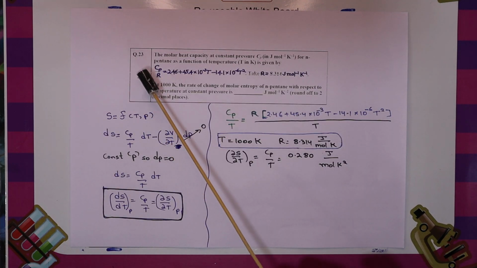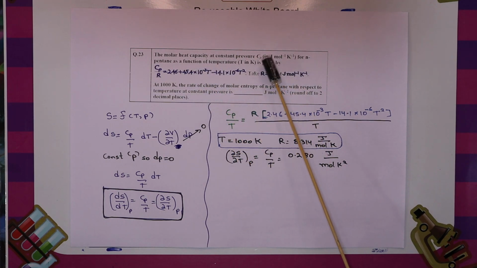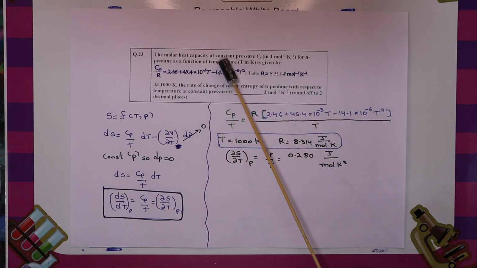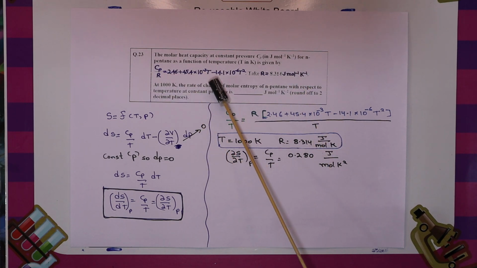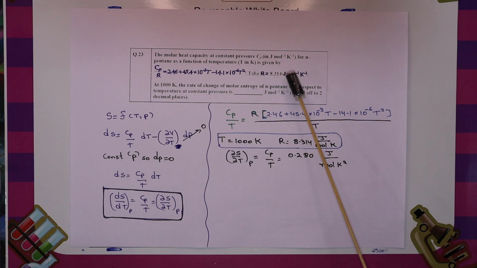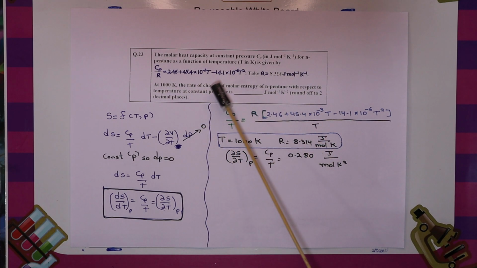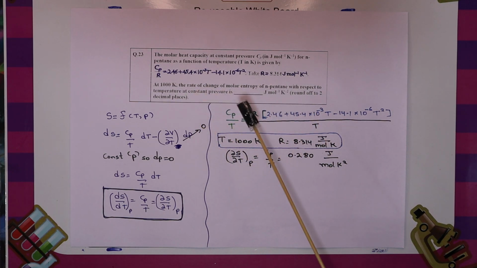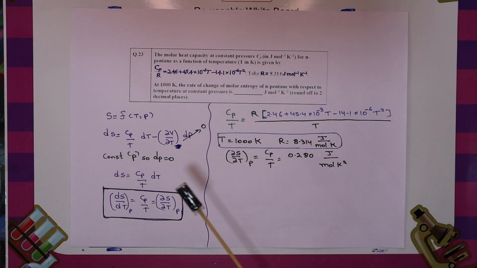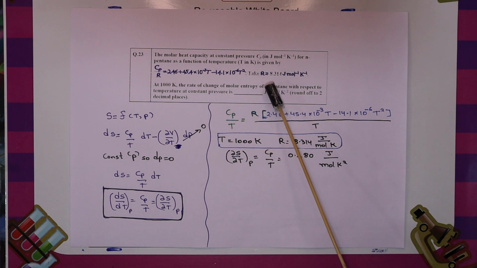So let us move to question number 23. It is given that the molar heat capacity, that means Cp, for n-pentane as a function of temperature is given by Cp by R equal to a given expression in terms of temperature, where R equals 8.314 joule per mole Kelvin. At 1000 Kelvin, we have to find out the rate of change of molar entropy with respect to temperature at constant pressure.